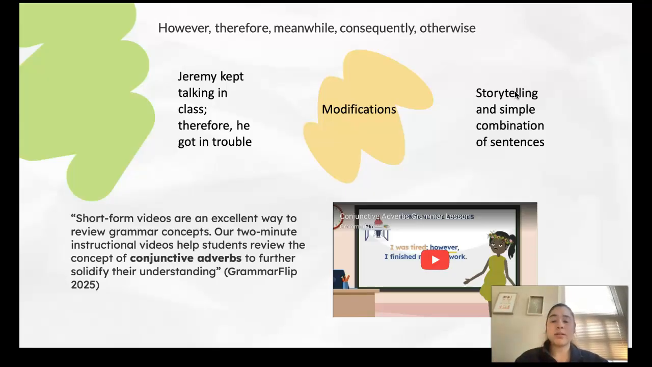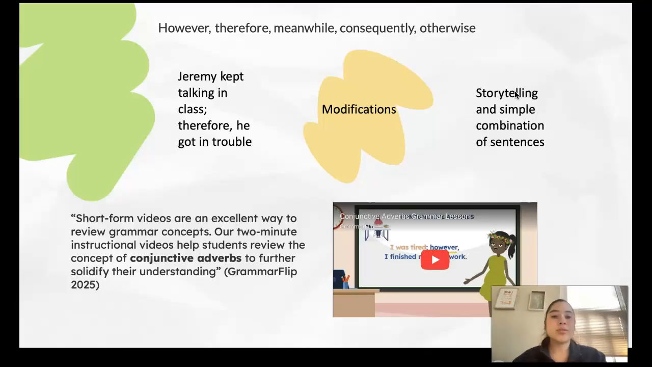An example of this is: Jeremy kept talking in class. Therefore, he got in trouble. The therefore showed that because he was talking in class, he got in trouble. But if we change that, it could be: Jeremy kept talking in class. However, he did not get in trouble. And that changes the whole meaning of the sentence.